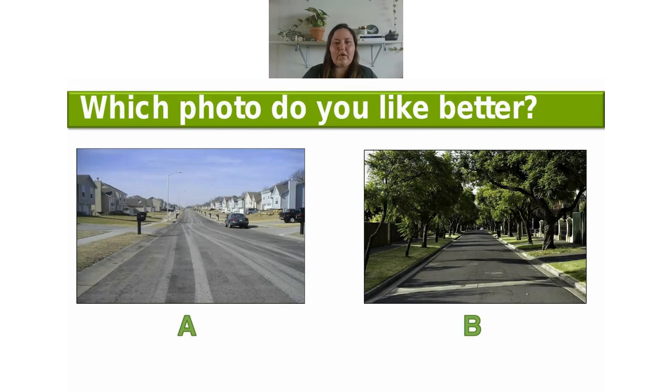Take a look at these two photos. Which one do you like more? A, with no plants, or B, with lots of greenery? Go ahead and answer. Did you say B? If you did, then I'd have to agree with you. I like the photo with all the plants. In fact, I think most people would say B because plants do a lot of good things for us.